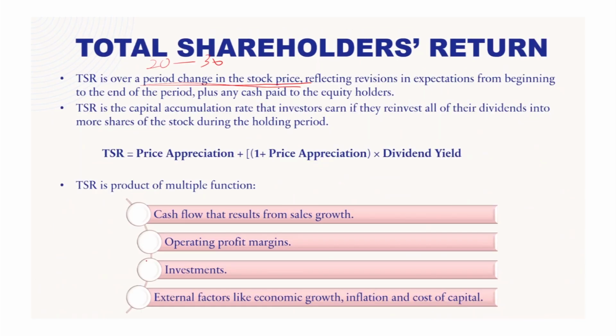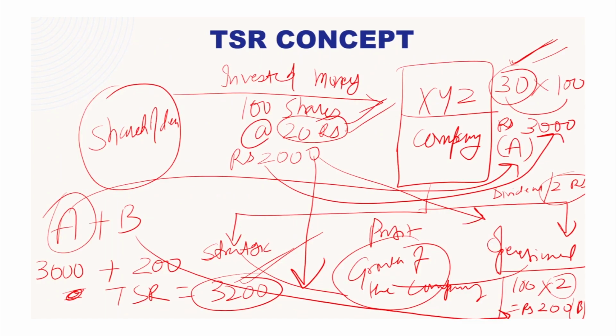Again, reflecting the revision and the expectation from beginning to the end of the period plus any cash paid to the equity holders. What was the cash paid or the dividend paid? It was rupees 2 per unit. That is why we call it our total shareholders return.